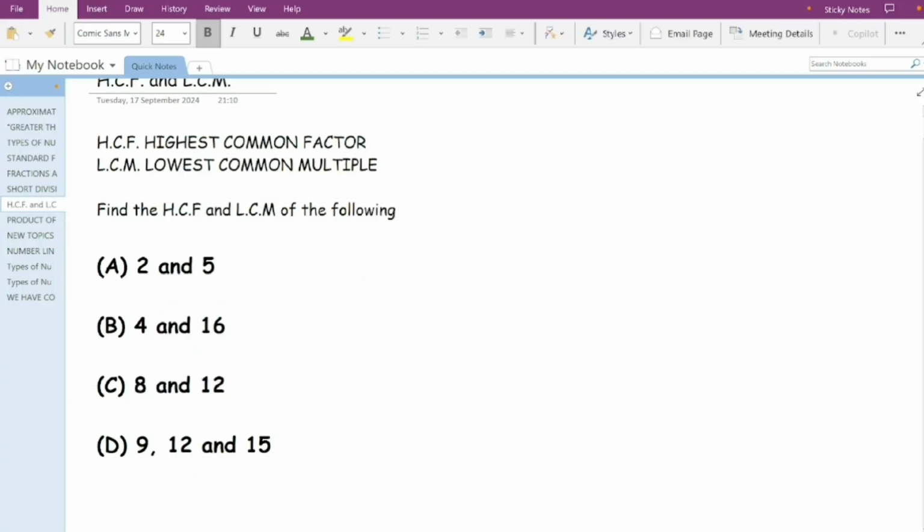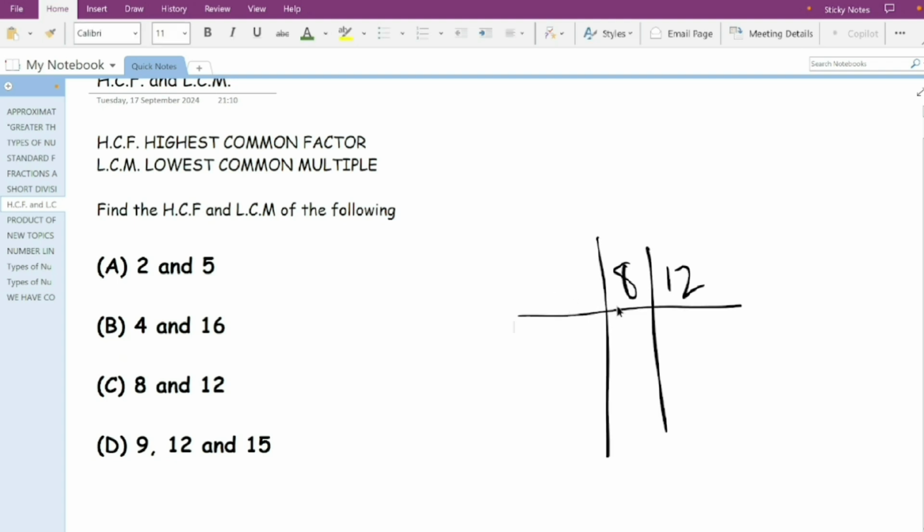LCM of 8 and 12. You have 8 and you have 12. So the first prime number that can go in at least one of them is 2. 2 can go, you take your first prime number. 2 in 8, or 8 divided by 2 is 4. 12 divided by 2 is 6.